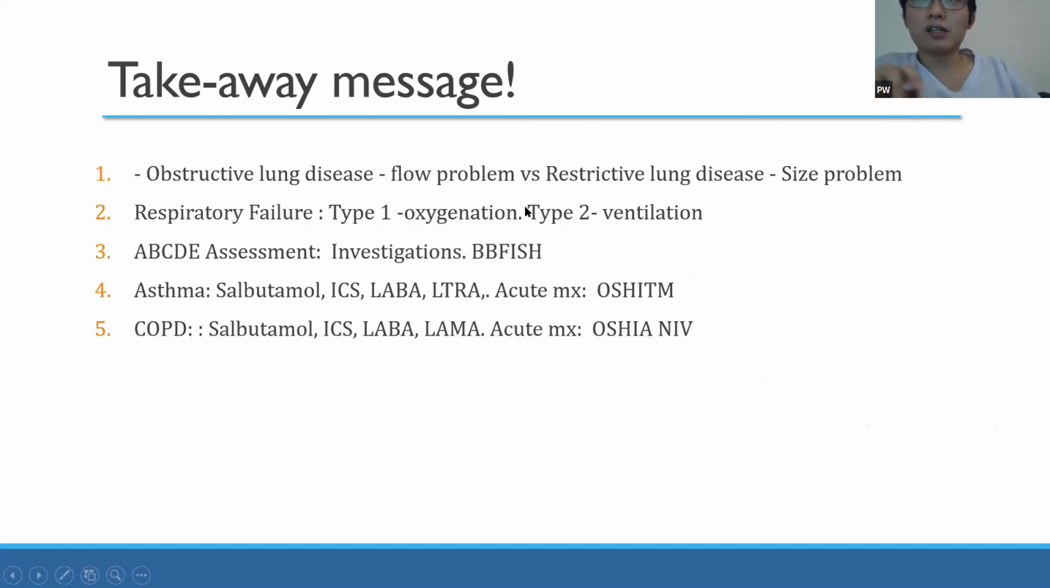So basically, let's have a look. So that's about it in terms of my presentation here. Got a few takeaway messages. Hopefully, I've walked you through some obstructive lung diseases, that they're a flow problem in and out, versus restrictive lung diseases, that's a size problem. Respiratory failure, type 1, which is oxygenation. Type 2, which is ventilation. In terms of oxygen, less than 8, they're hypoxic. CO2 greater than 6, they're hypercapnic. Basics of ABCDE assessment, having some kind of structure in terms of DB fish, and in terms of some of the basic pathophysiology and management of asthma, and likewise for COPD.